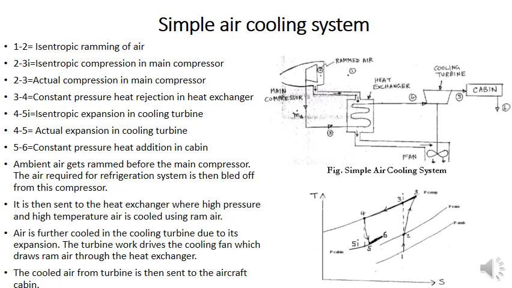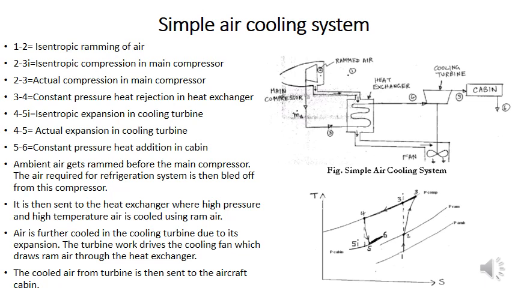So the 1 to 2 process is basically isentropic ramming of air. Then 2 to 3 is the actual compression in the main compressor. Then 3 to 4 is the constant pressure heat rejection in the heat exchanger. Similarly, 4 to 5 is the actual expansion in the cooling turbine, and 5 to 6 is the constant pressure heat addition in the cabin. So from here to here the air is supplied inside the cabin.